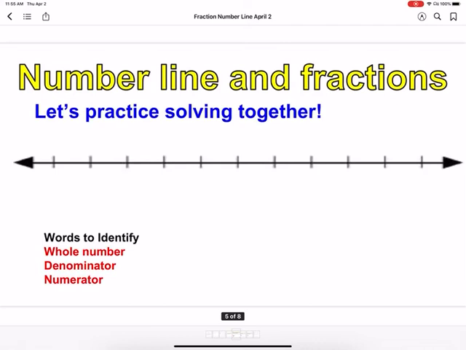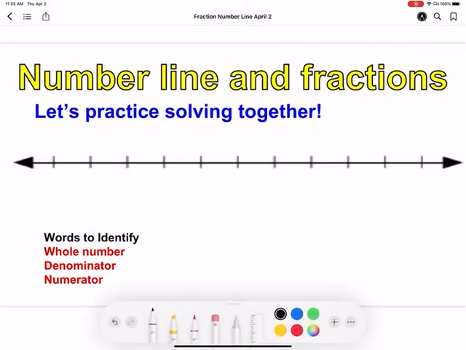Here we have number lines again. This time we have our number line on there, and now we need to think about fractions. Some words to remember, of course. We've seen denominator, and we've seen numerator. Pretty easy. The one to remember today is whole number. If you remember, whole simply means if I have a circle, all is filled in.